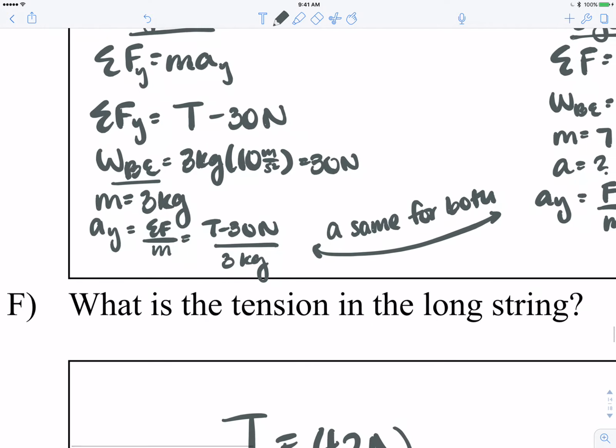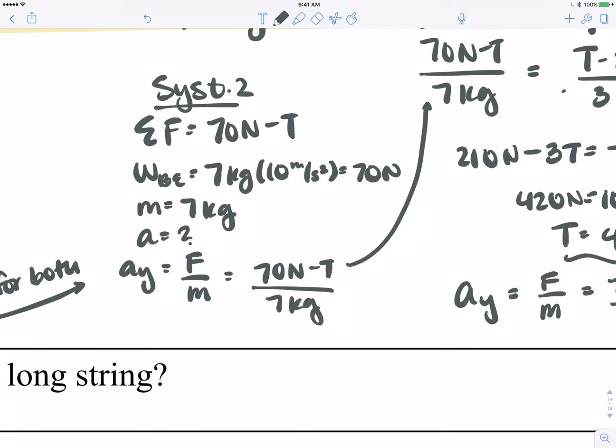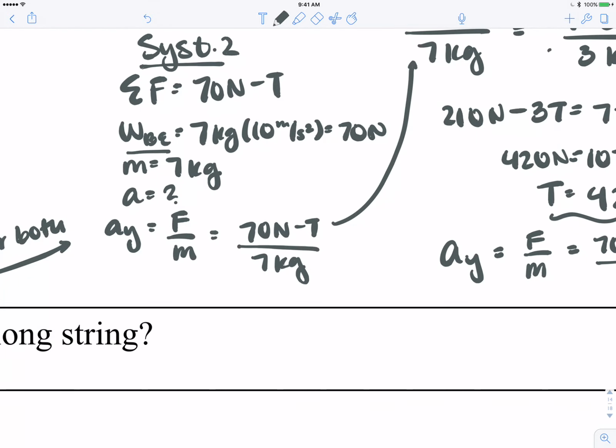So then, again, the mass is 3 kilograms. So a_y has to be the sum of forces over m, which is equal to T minus 30 newtons over 3 kilograms. And then moving on to system 2, which is the 7 kilogram block, the sum of the forces is equal to 70 newtons minus T. And again, we got the WBE just by multiplying the mass times gravity, so that's 70 newtons. The mass, again, is 7 kilograms, and you don't know the acceleration.